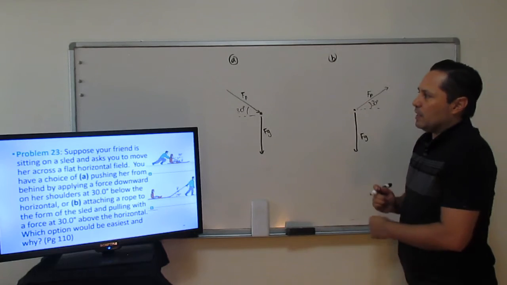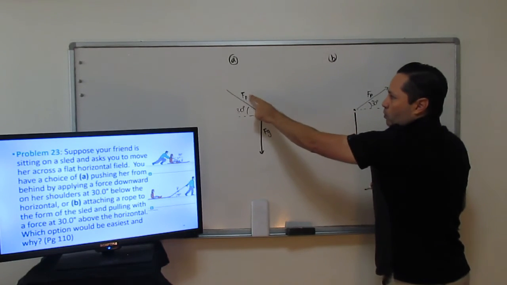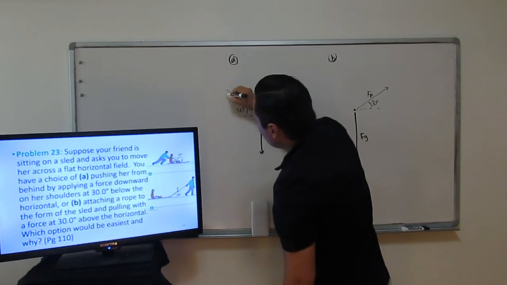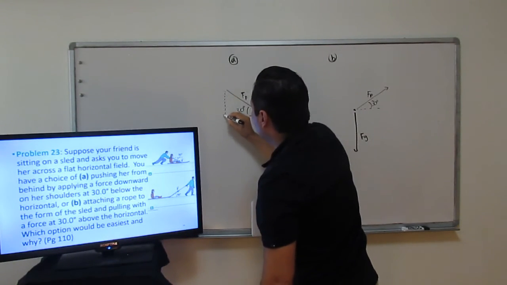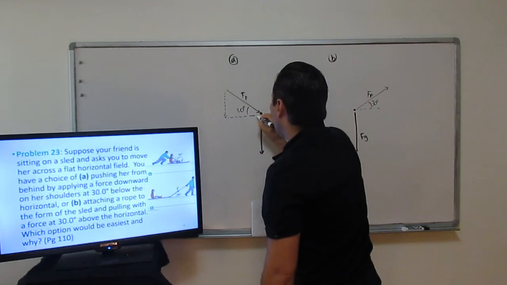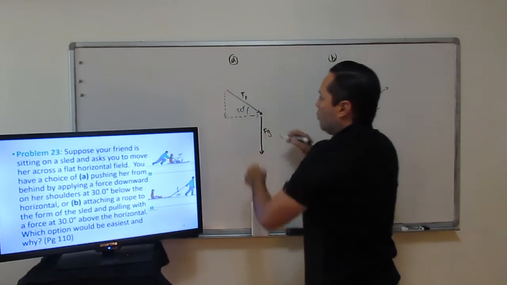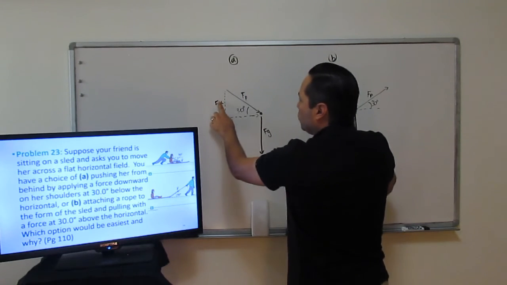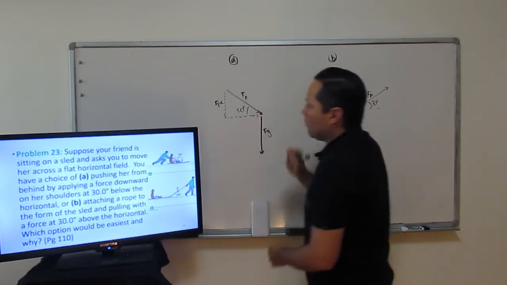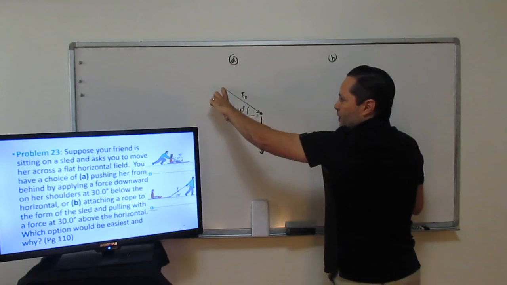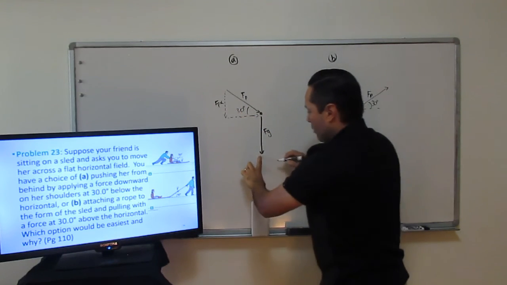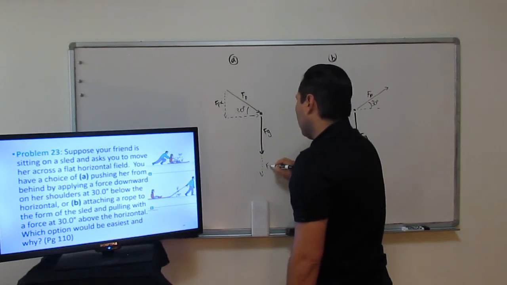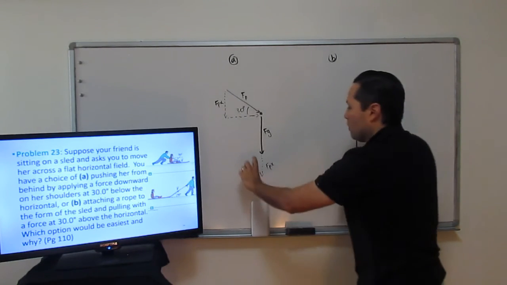Now let's break down this force push into its components. Right now it's diagonal, so I'm going to break it down into an X and a Y component. I'm mainly concerned with force gravity and the force push on the X-axis. Notice how I have an additional arrow pointing down. So if I move it here, that's my force push on the X-axis.